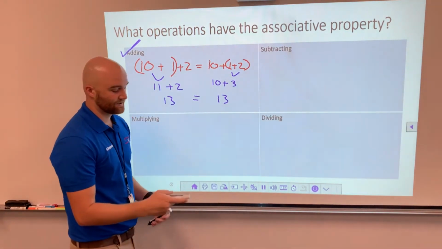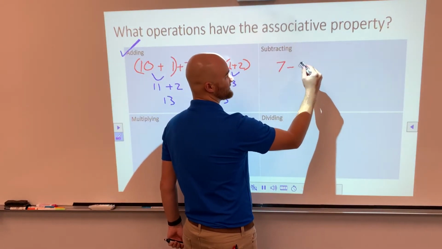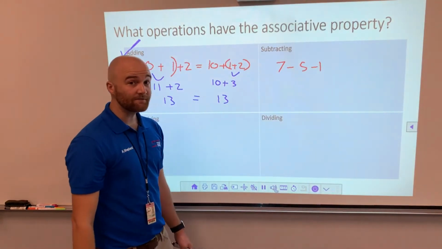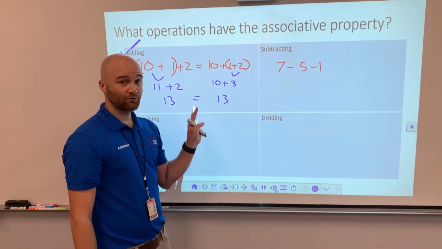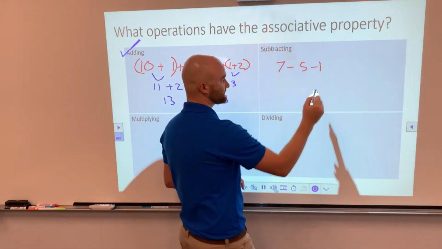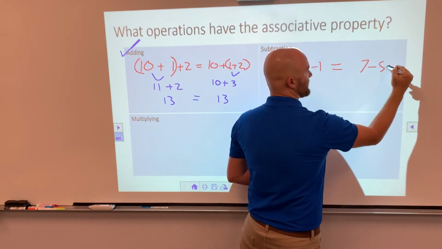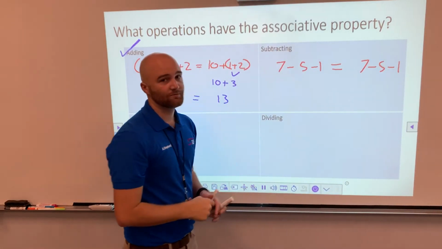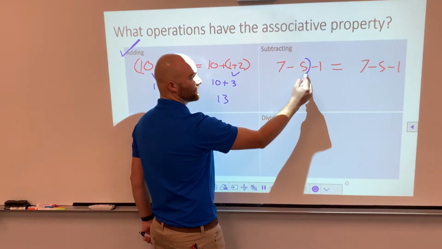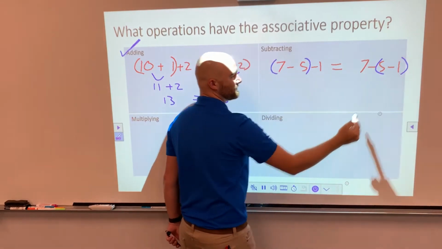Let's test it out. On subtracting, I've got 7 minus 5 minus 1. If this works, then I should be able to group this together in two different ways. So let's try it out. If the associative property will work, I should be able to group them together in two possible ways. So I'm going to write two possible groups. One group like this, and one group like this.